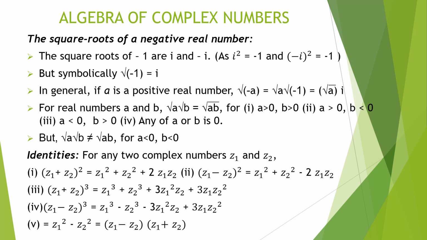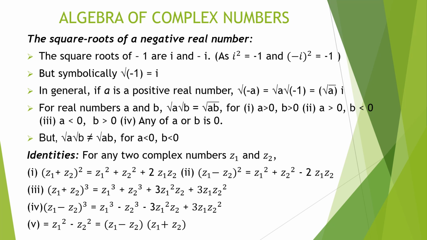For any real numbers a and b, we know that root of ab is root a into root b. This holds when a and b both are positive, when one of them is positive, meaning a greater than 0, b less than 0, or a less than 0, b greater than 0, or if any of a or b is 0. But this will not hold if both a and b are negative.